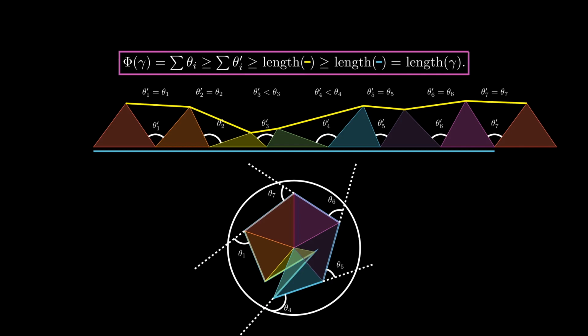Summing over all of these segments, we see that the total curvature, which is the sum of all θ's, is at least the sum of all θ', which is greater than the length of the yellow curve. Finally, the yellow curve is longer than our initial curve, finishing the problem for piecewise linear curves.